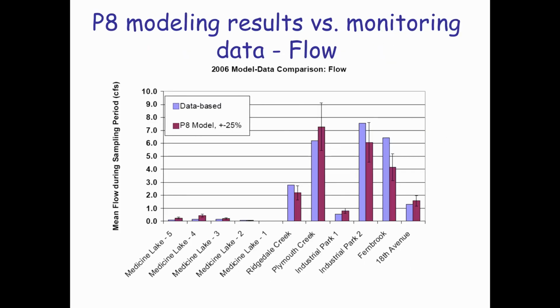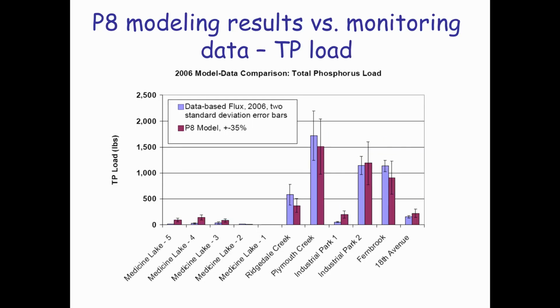So the model was calibrated for the watershed, comparing flow predictions, which are shown here for 2006 conditions. For the various subtributaries, you can see that the model does a fairly good job for the calibration for predicting the runoff, and then also for total phosphorus load, again for 2006 conditions.